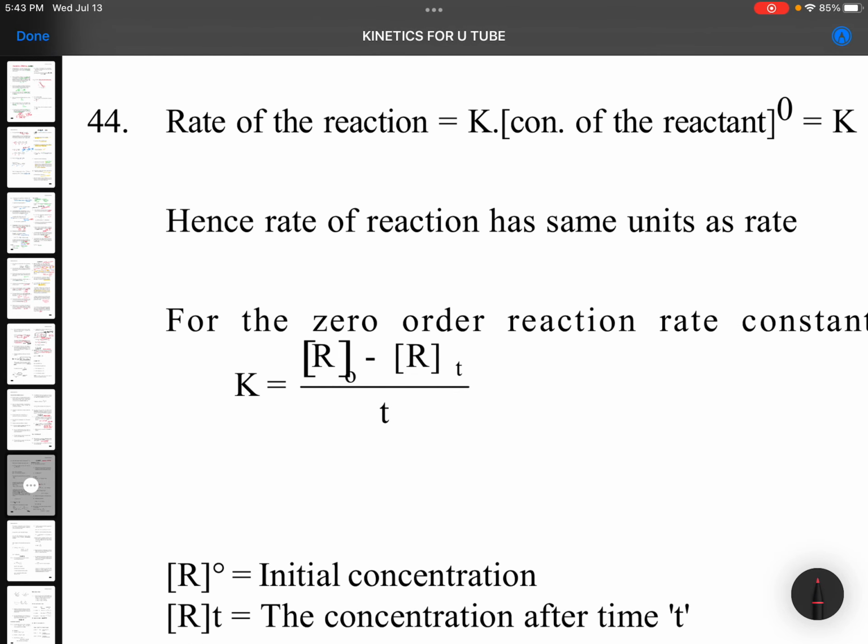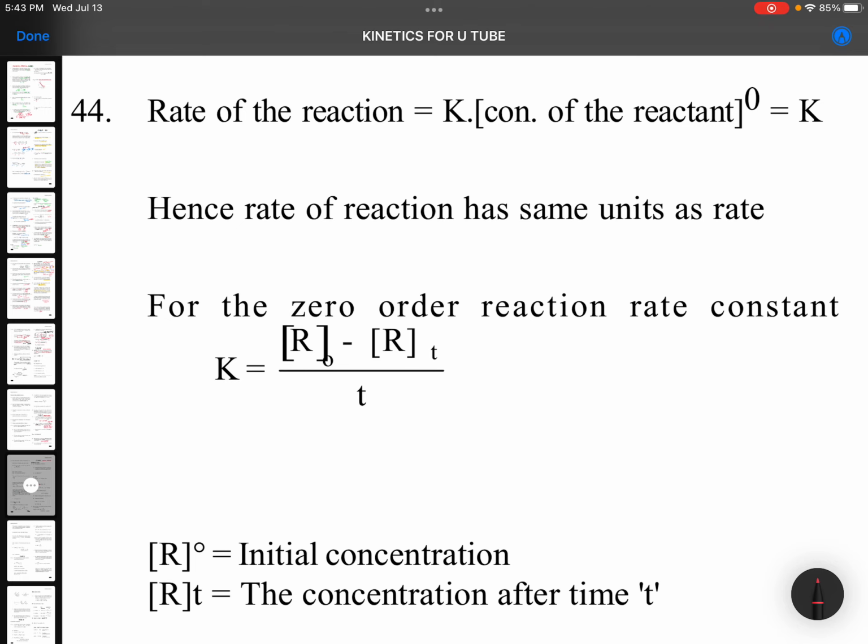Then we will take up these points. Rate of the reaction, rate is equal to K into concentration to the power 0. That means this term will become 1. So that is nothing but K. So rate units and K units will be same here. Hence rate constant has the same units as the rate. That is moles per liter per second. This we were discussing in last class also.